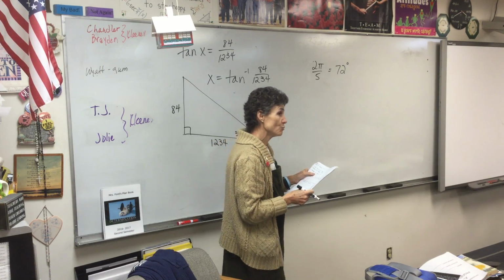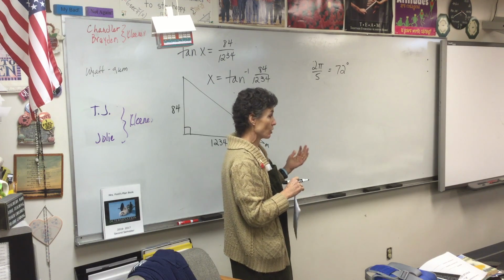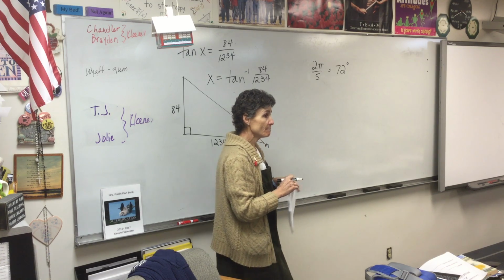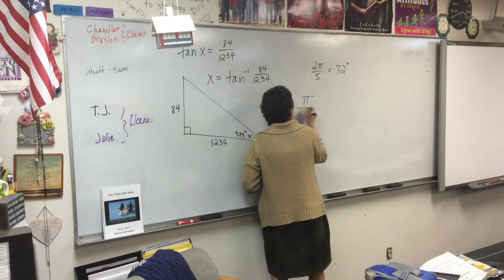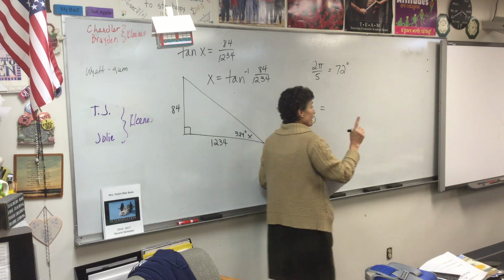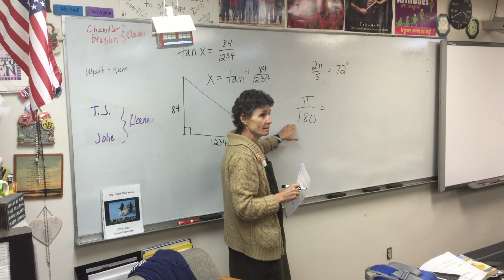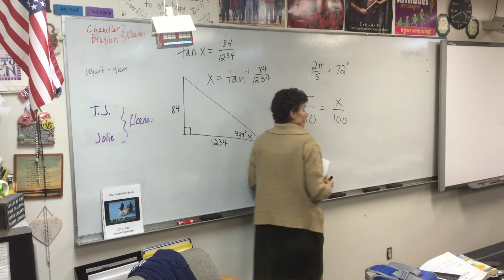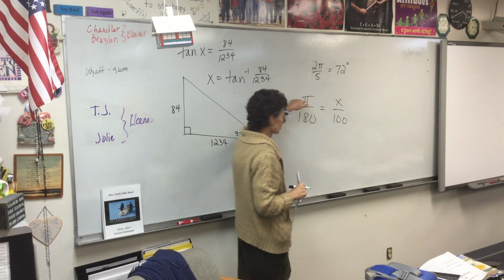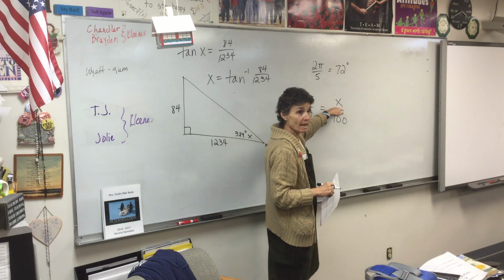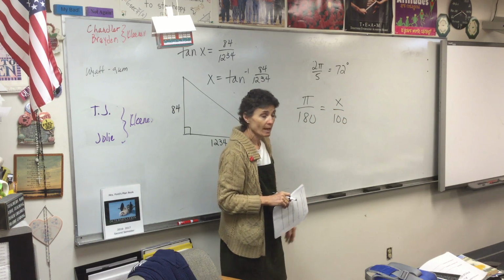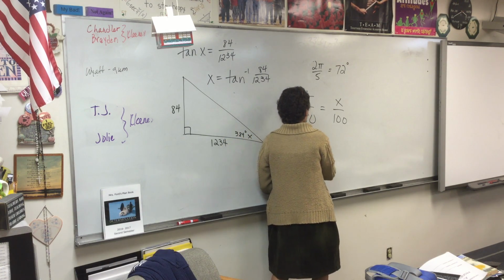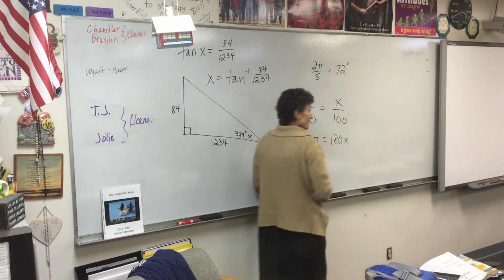Now the next one is not quite as easy. We're changing into radians. So what if this is on your quiz tomorrow? Who remembers how to do this one? Patty? We set up our proportion, and every time we do it, we have pi over 180. In this problem, we have x over 100, because 100 is the problem. So pi over 180 equals x over 100. And then what do we do? How do we solve that? Cross multiply. So 100 pi equals 180x.